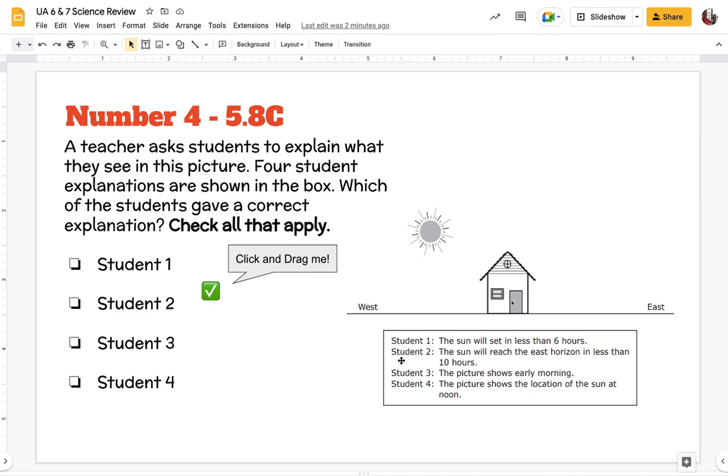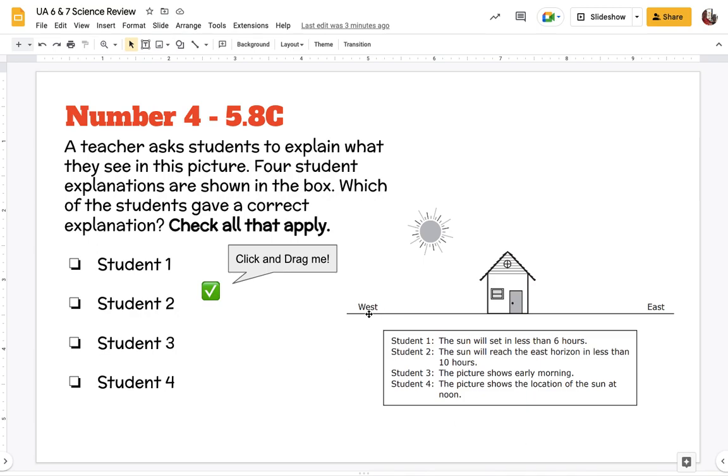All right, let's look at student number 2. The sun will reach the east horizon in less than 10 hours. Okay, so if this is 3 o'clock here, p.m., give or take, if you sit back and you think about that, in 10 hours, well, even 12 hours from here is going to be 3 o'clock at night. So has the sun even made it anywhere close to the eastern horizon yet?